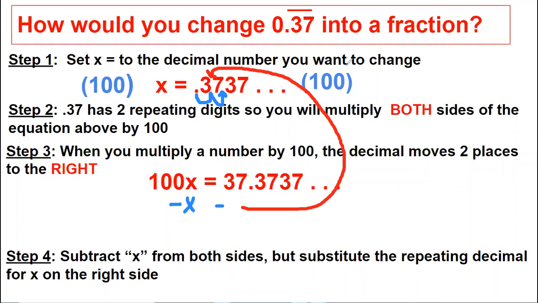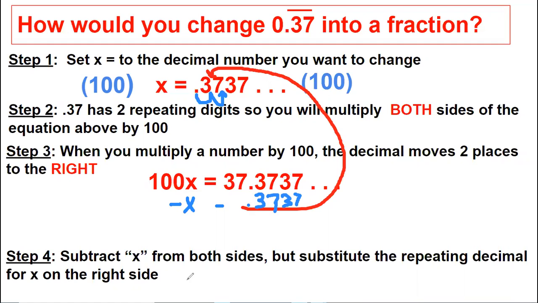0.37. I'm going to put 0.37, trying to line this up nice and neatly. 37 dot dot dot. I could keep writing 37 and 37s if I wanted to.